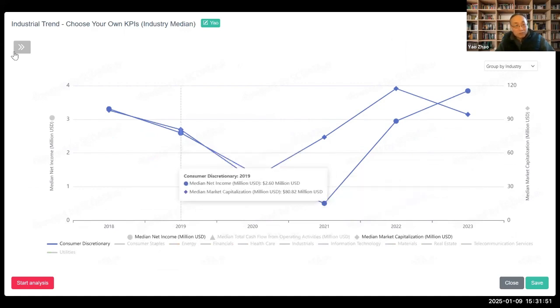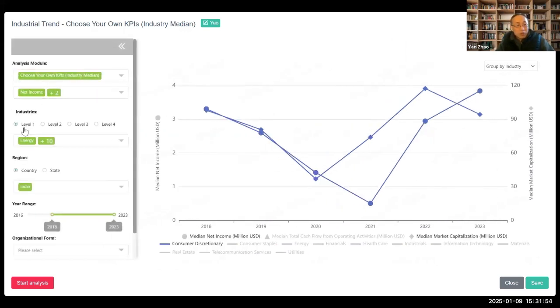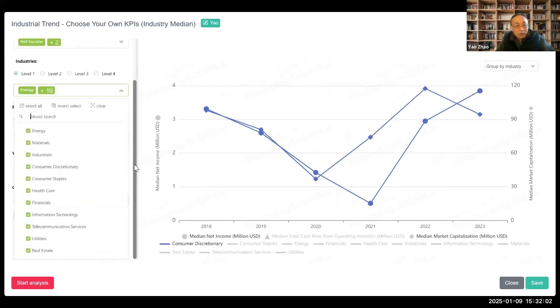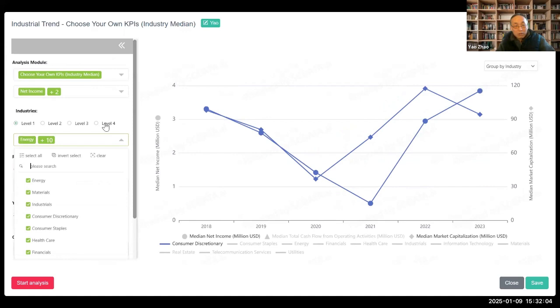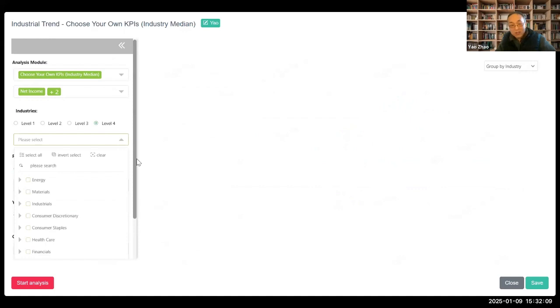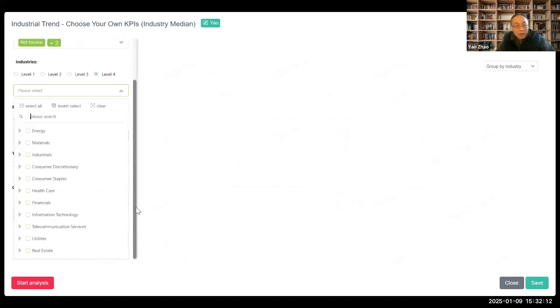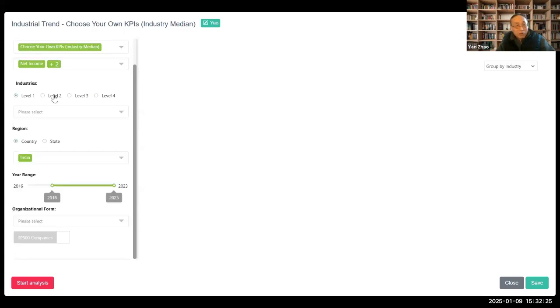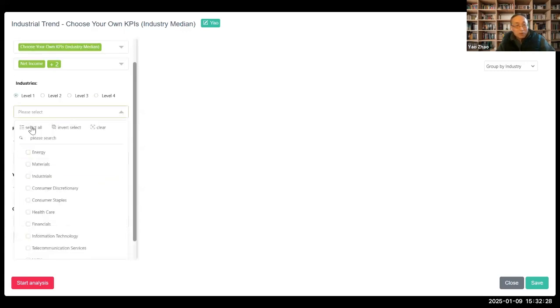Now you can also break down. Let me show you here. I'm selecting industry level 1, which is the top level. I have 11 industry sectors. Now you can go to level 4, for example, where you have 156 different choices. In consumer discretionary, you have automobiles and components, consumer durables and apparel, consumer services, media, retailing. So you have all kinds of things you can choose from. Then come back to level 1, and let's take all.